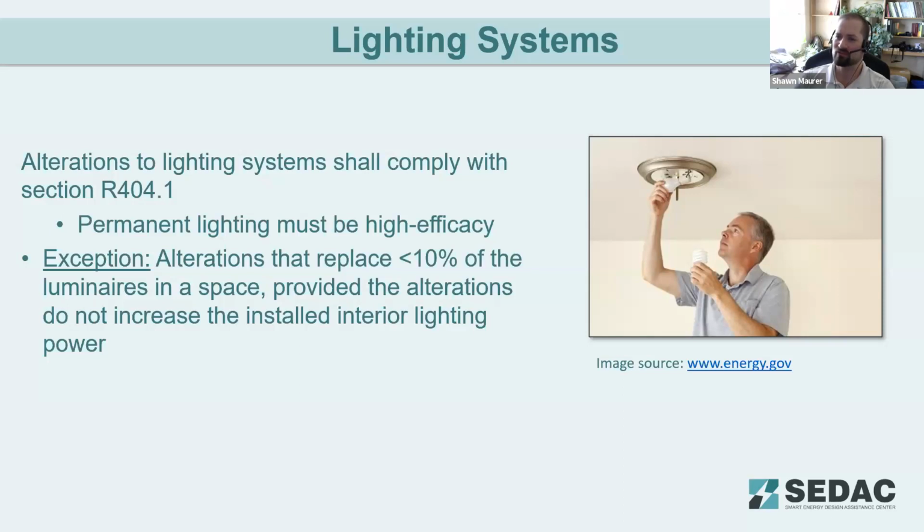This can be a little bit difficult to hit in residential because there's so few lighting fixtures in each space. Usually you've got one main luminaire in each room. And so if you start swapping out a space, you're going to hit that 10% pretty quickly.